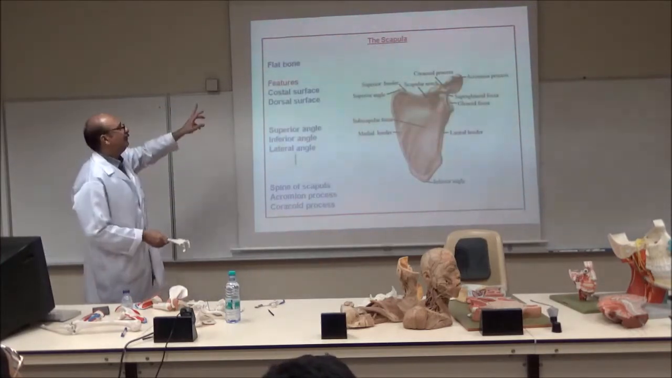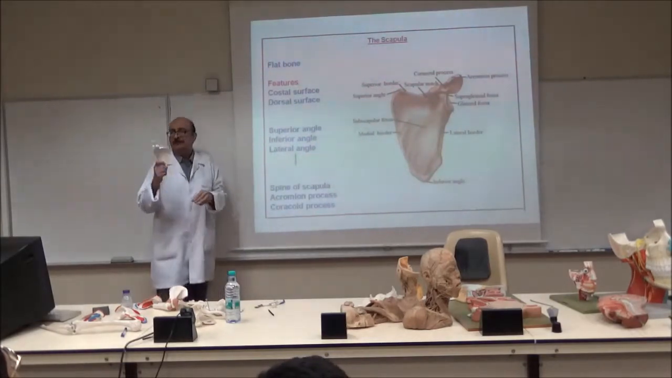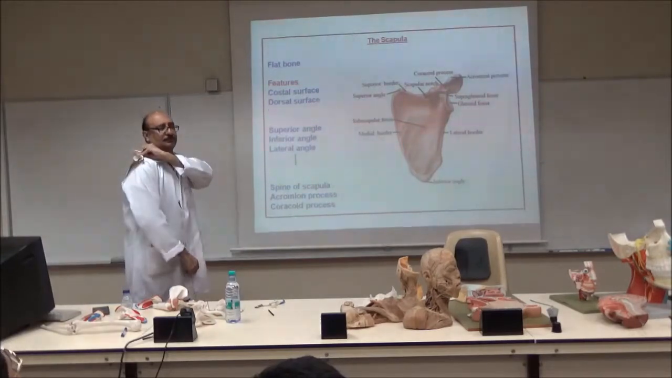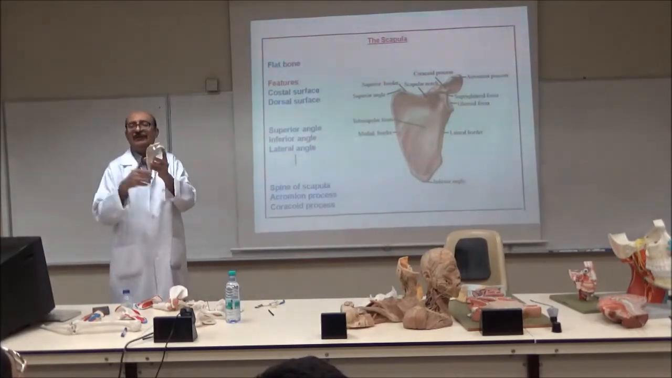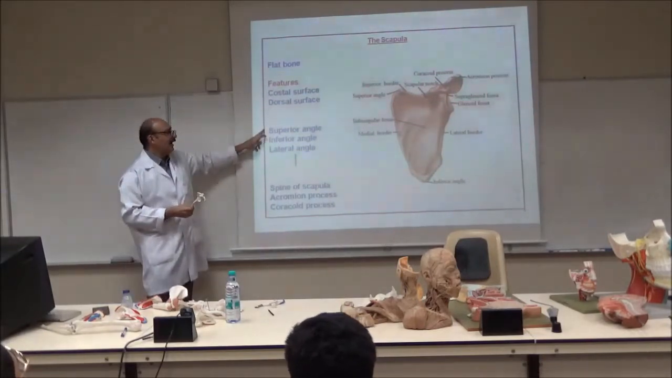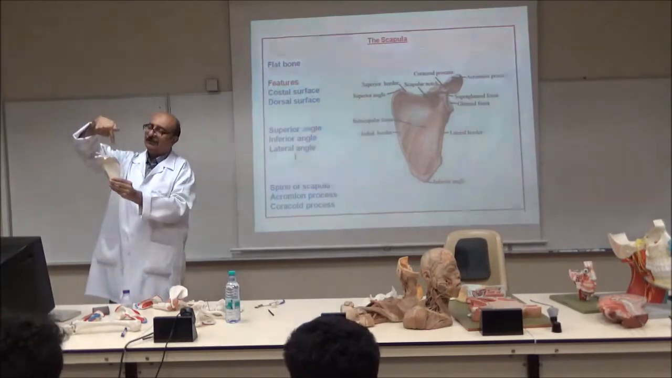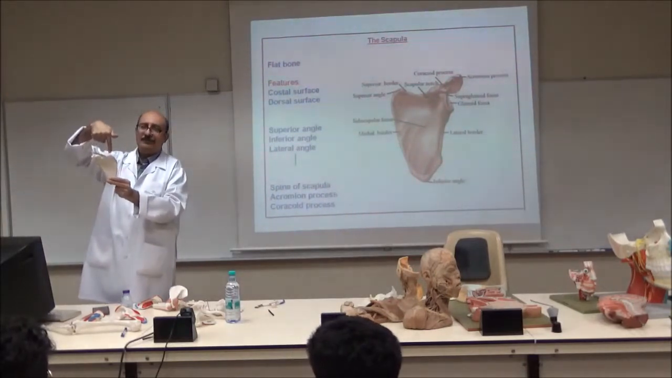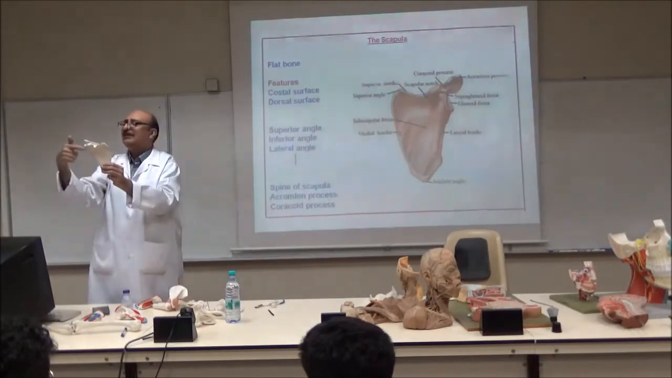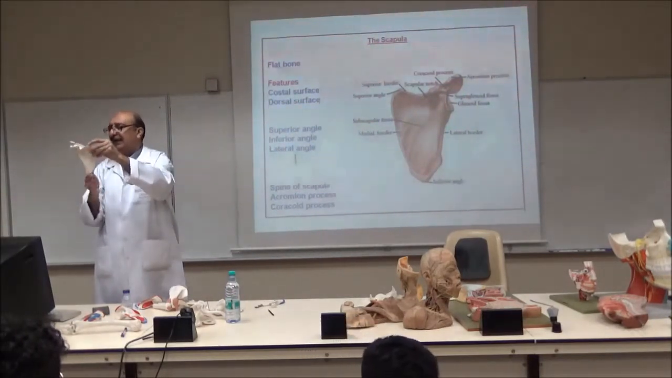The scapula is a flat bone. Features: costal surface and dorsal surface. The costal surface is towards the ribs. The dorsal surface is this one, with the spine. Superior angle, inferior angle, lateral angle. The lateral angle is the glenoid cavity.